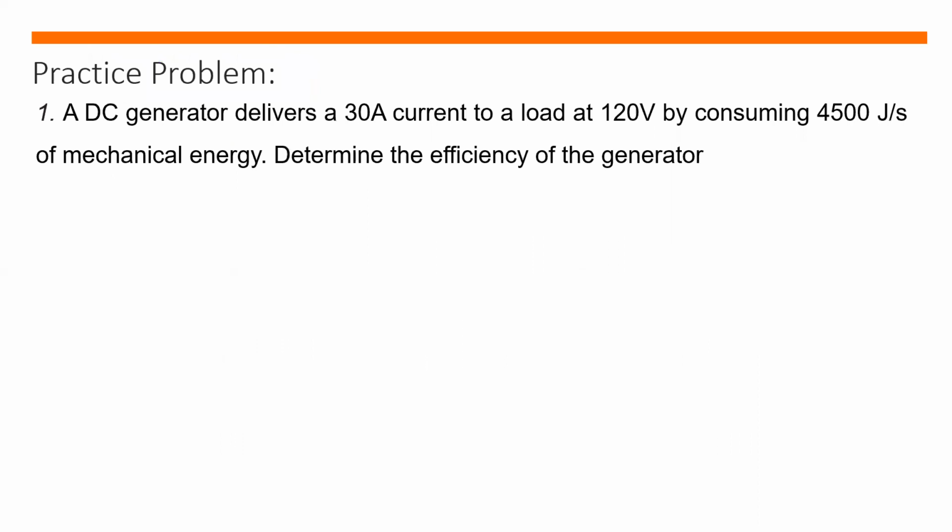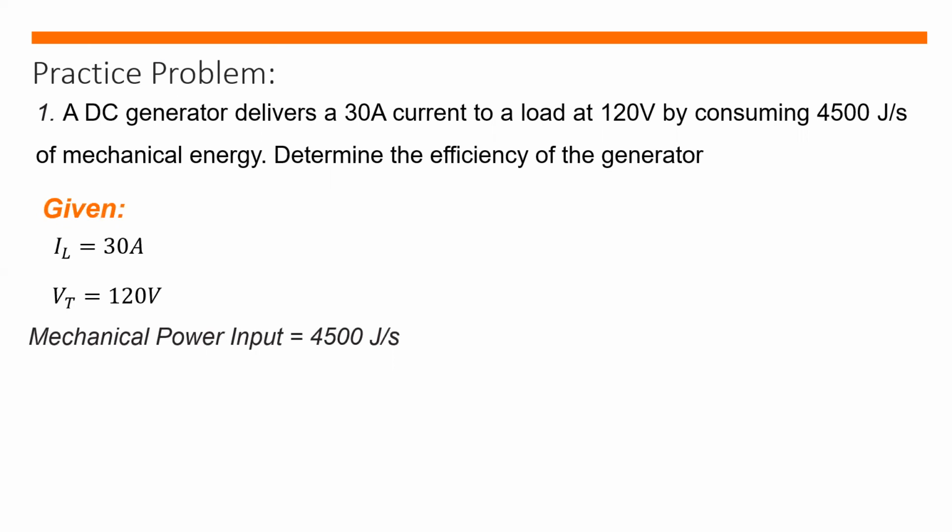So let's have practice problem number 1. A DC generator delivers a 30 ampere current to a load at 120 volts by consuming 4,500 joules per second of mechanical energy. Determine the efficiency of the generator.